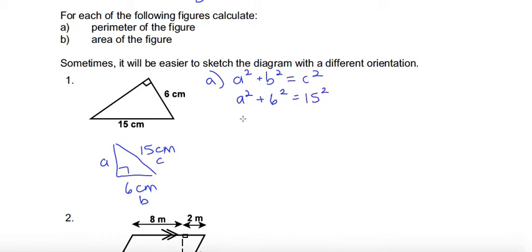Okay, so 6 squared is 36 and 15 squared, or 15 times 15, is 225.